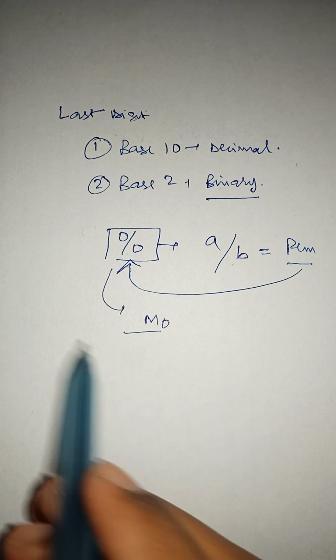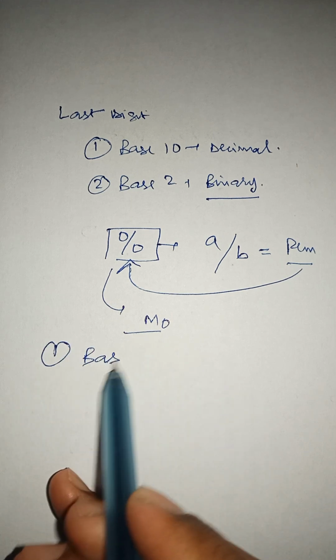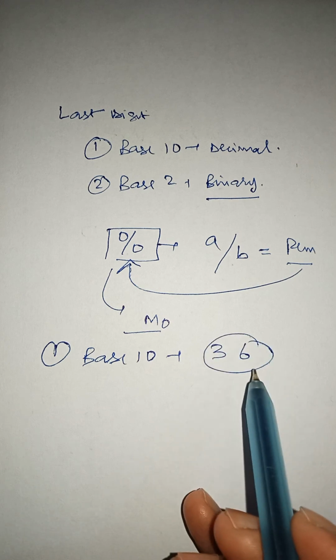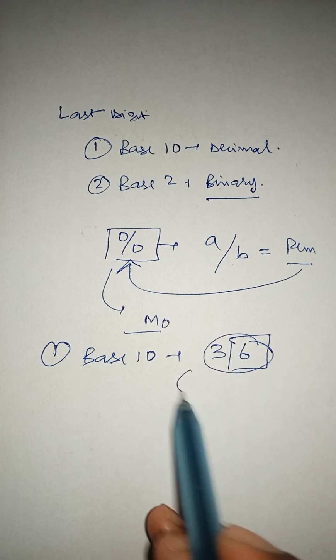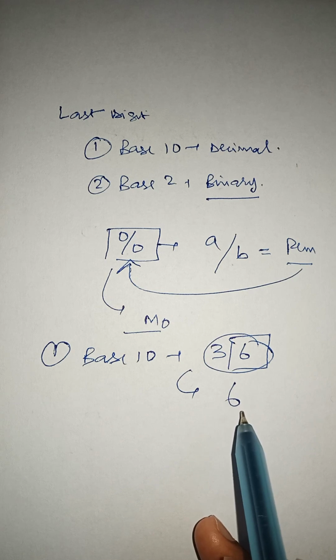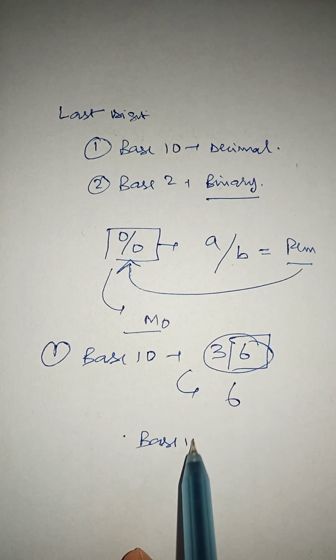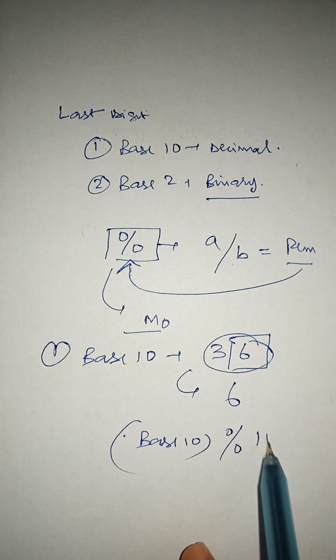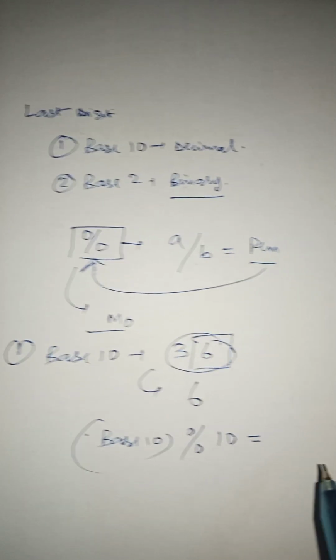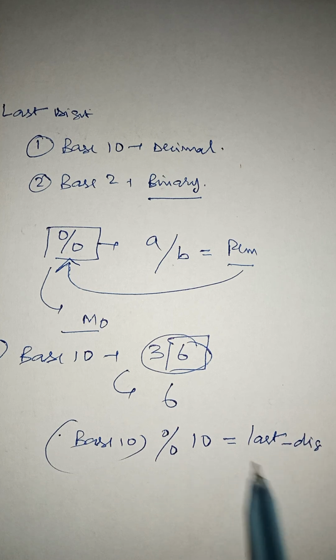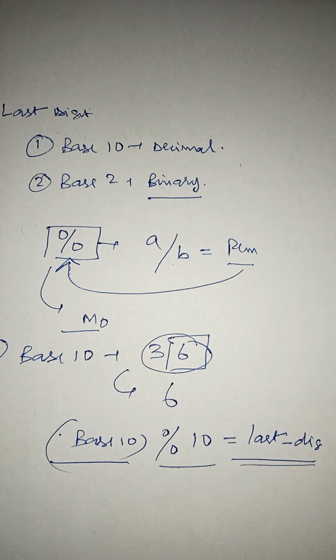So let's move ahead with base 10 first. Considering a number, suppose 36, I want to find its last digit. So my last digit should be 6. So take any base 10 number, do its modulus by 10, and it will give me the last digit. So this is my formula: any base 10 number modulus 10 will give me the last digit.